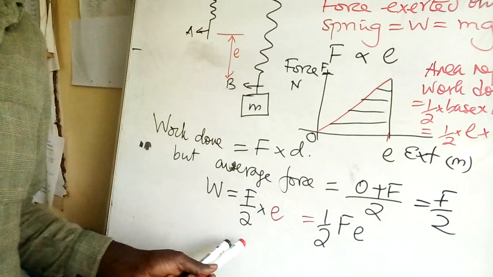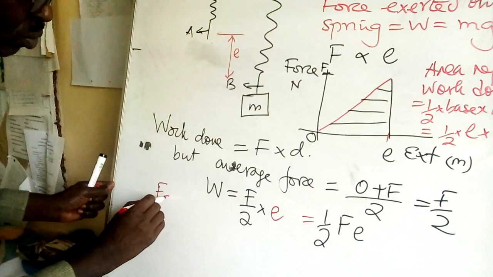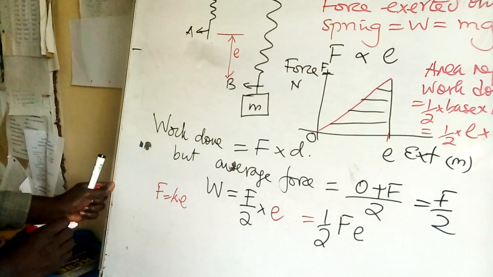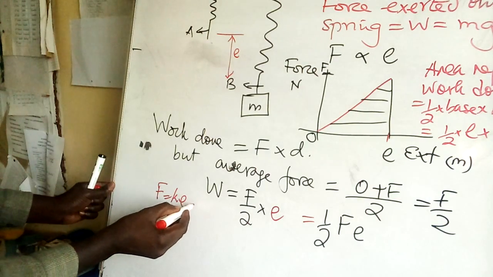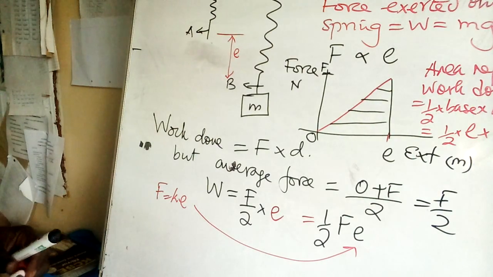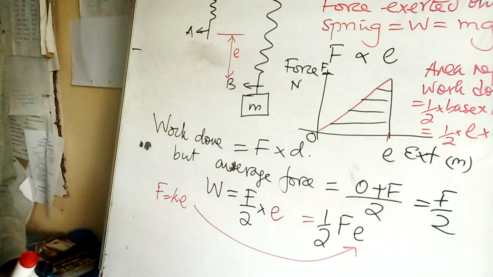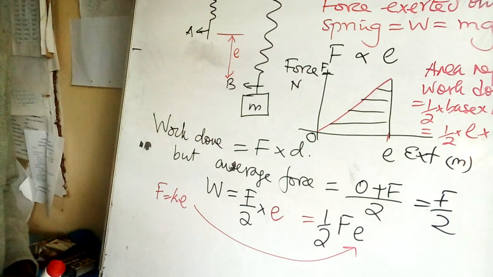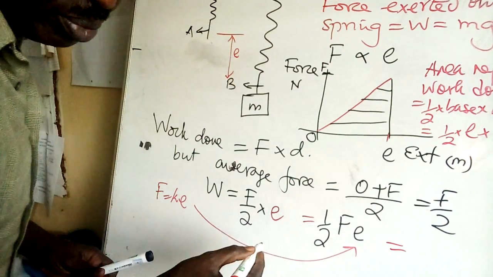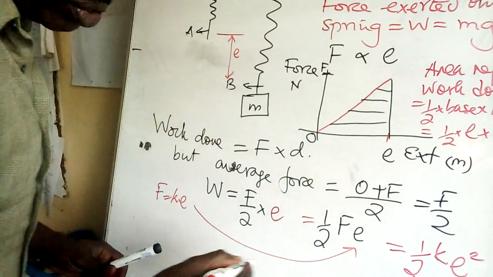Remember that force is equal to KE. Okay, force is equal to KE. So this can come and replace something on that end. F is equal to KE. Okay, so work done is a half FE. You can remove F, and now it becomes a half KE squared.